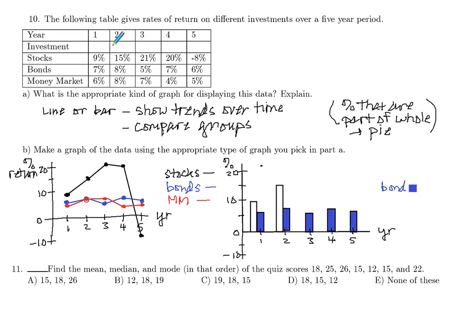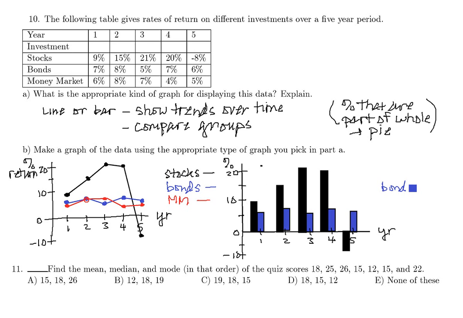And then we had 21% in that third year. So starting here, we're going up to height 21. 20% in the fourth year here. So going up to height 20, about right there. And then negative 8% in that fifth year. So this bar is going to be negative. It goes below the axis like that, about right there, negative 8. Okay, and stocks will be black, so color those guys in.